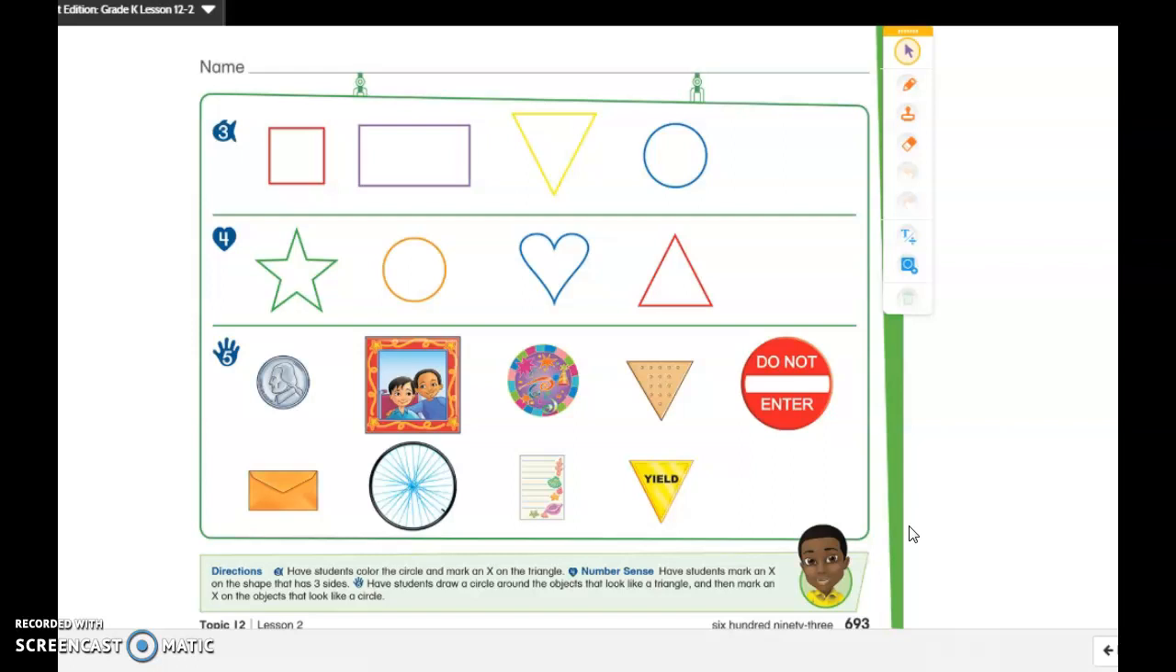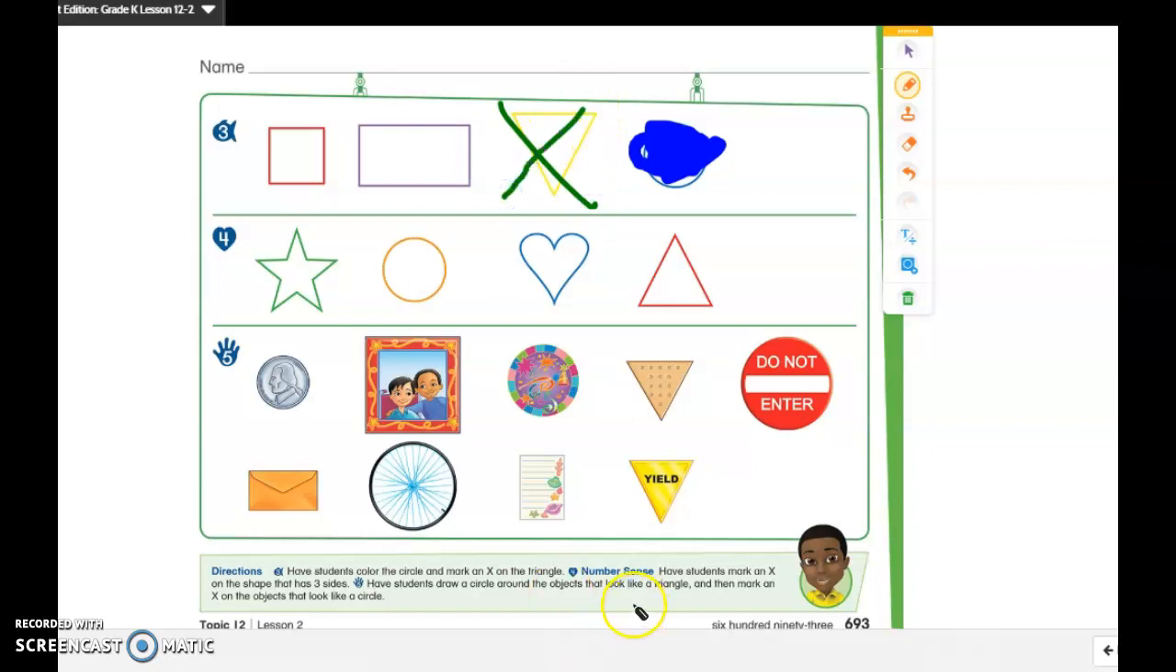So if we're doing it the same way, look at the top row. Which is the circle that I'm going to color in? I hope you said this one, number 4. I'm going to color in the circle. Good. All right. Which one am I going to put my X on? I'm going to change colors because, why not? Which one am I going to put my X on? My triangle. Here we go.